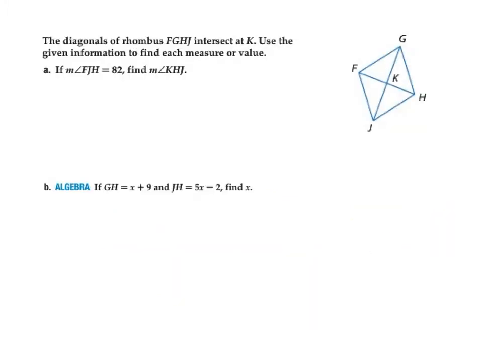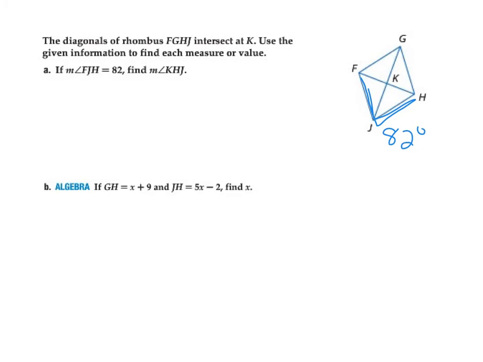Alrighty, our next problem here is a two-parter. If the diagonals of a rhombus, so this shape right here, FGHJ is a rhombus, and the diagonals intersect at K. Because it's a rhombus, we know that these are going to be right angles, and the diagonals are bisected. We also know that all the sides are going to be equal. So use the given information to find each measure or value. If the measure of angle FJH is 82, so angle FJH is going to be this angle right here. That's 82.